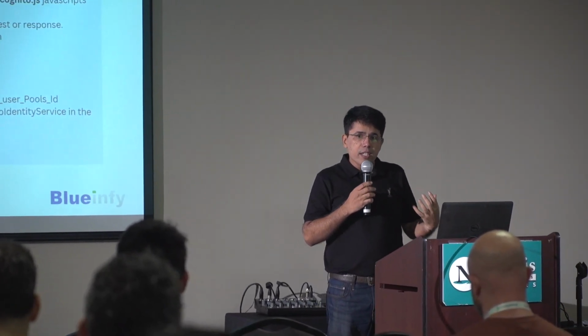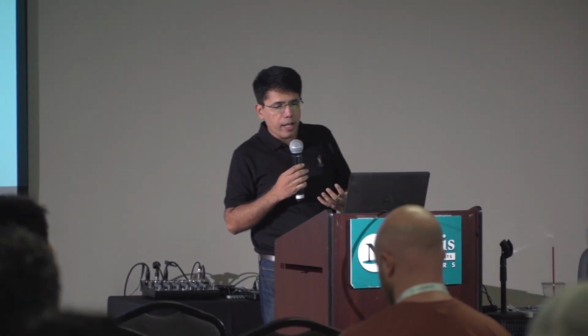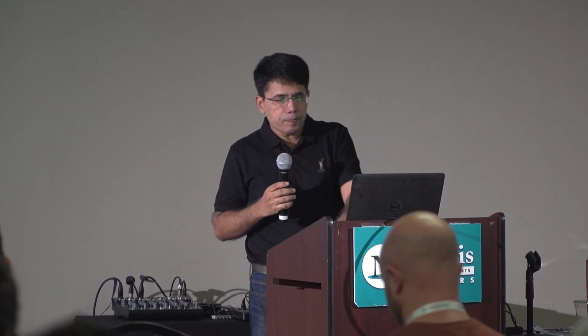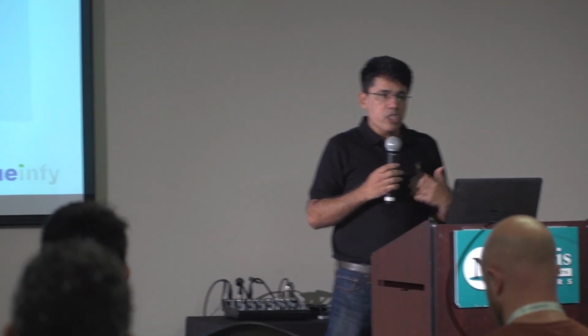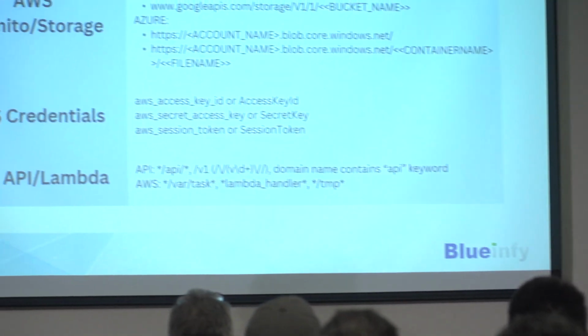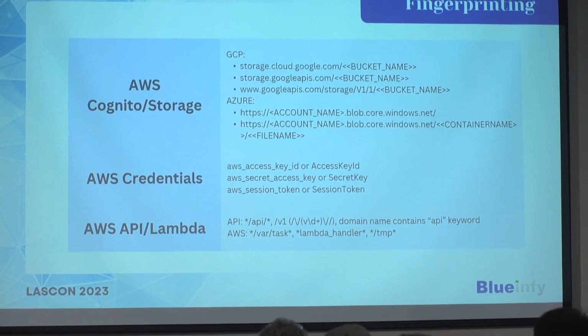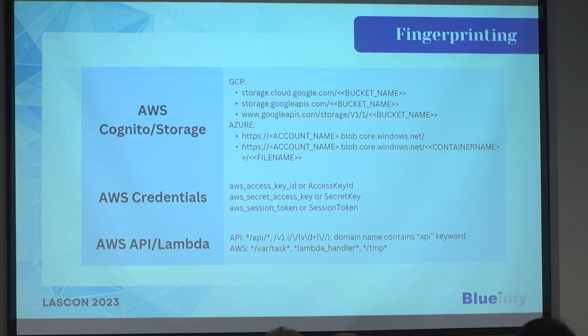And if you're using an S3 bucket, then the URL would have the bucket name, like s3.amazon.com/bucket name or bucket name.s3.amazonaws.com. So these are the URLs that would be there. If you're using cloud storage for GCP, then it's storage.cloud.google.com/bucket name. So these are a few signatures for GCP and Azure.